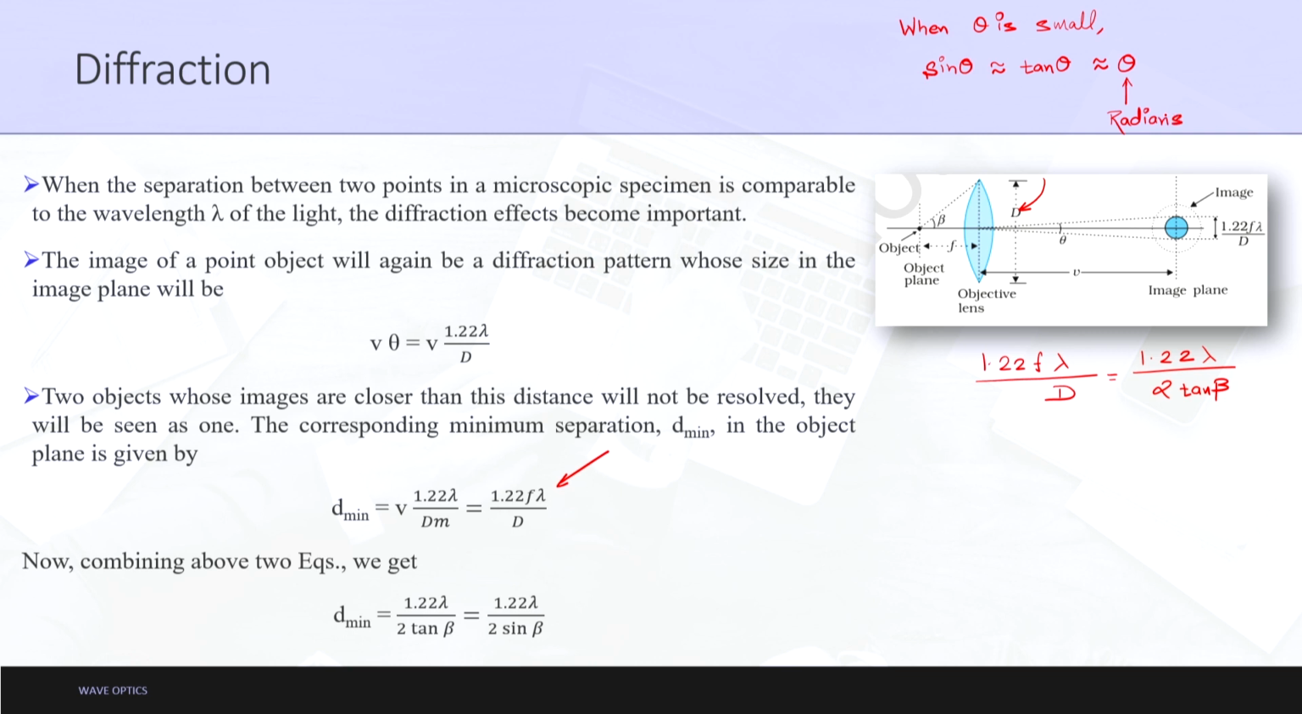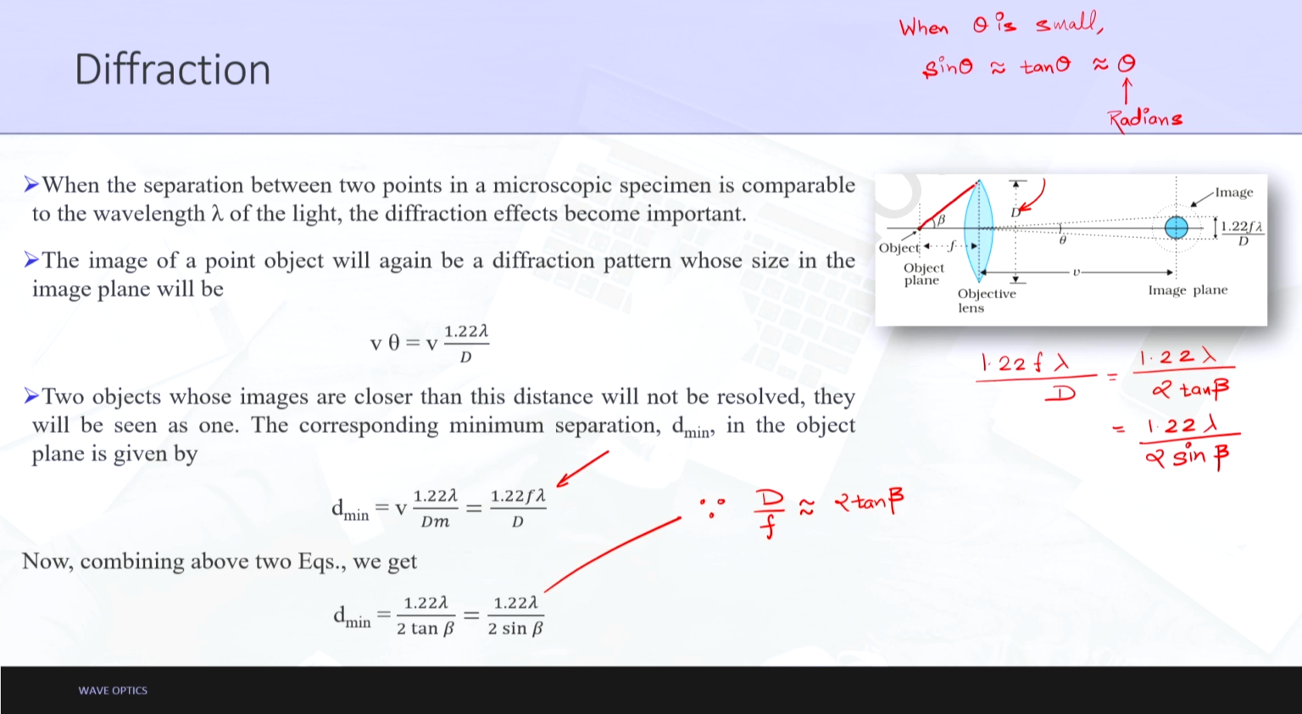As the angle theta subtended is very small, we can write this as equal to 1.22 lambda upon 2 sin beta. How did we get this? We get this because we know that d by f is approximately equal to 2 tan beta. How is this calculated? This is just a simple trigonometric explanation applied on this triangle.